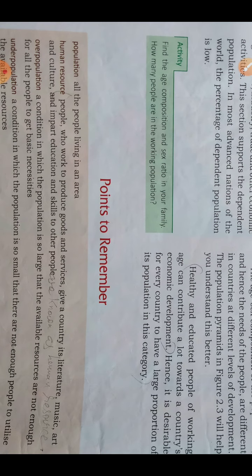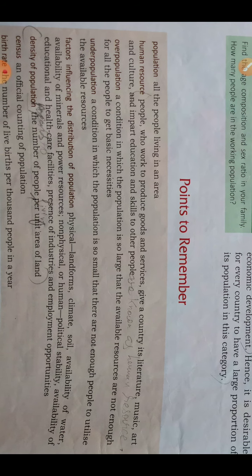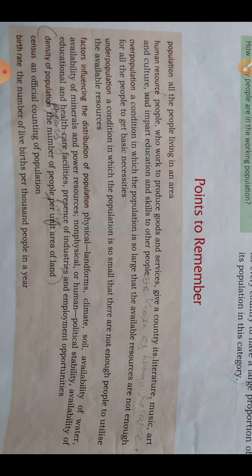So, what we have studied in this chapter, let us focus. We have studied about population. What is population? All the people living in an area. What is human resource? People who work to produce goods and services, give a country literature, music, art, and culture, and impart education, skills and other things to people. What is overpopulation? A condition in which the population is so large that the available resources are not enough for all the people to get basic necessities.